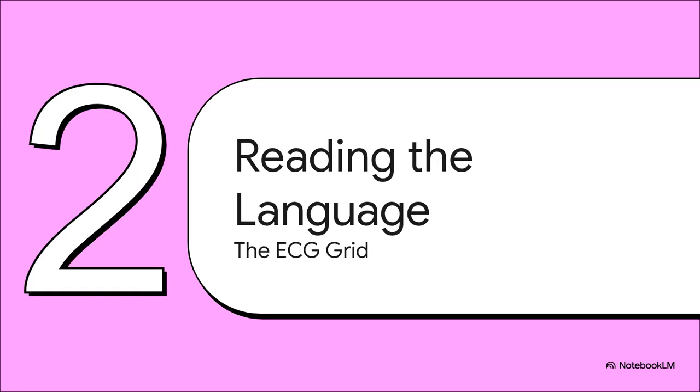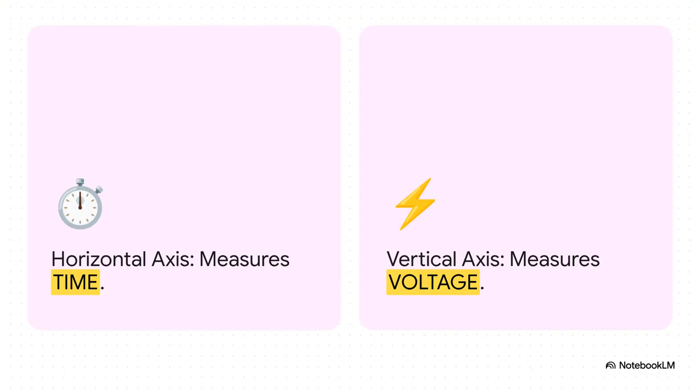Okay, on to section 2. Before we can read the story, we have to understand the language it's written in, and that language starts with the ECG grid. I like to think of this grid as the actual paper that the heart's electrical story gets printed on. And that grid, it's really just a plot of two simple things. The horizontal axis, that's measuring time. And the vertical axis, that's measuring electrical amplitude, or voltage.